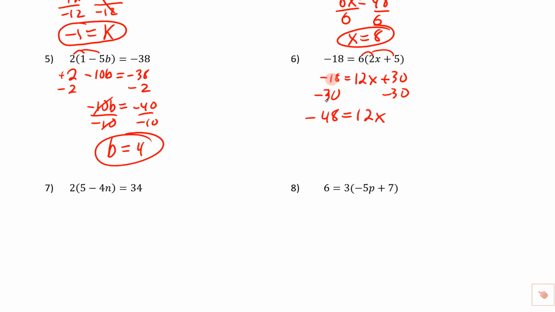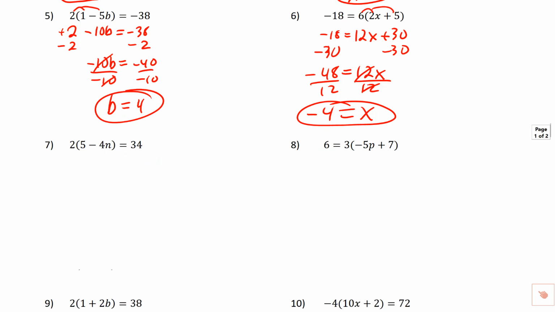That's like owing $18 to somebody and owing 30 to somebody else. Altogether, we owe 48. We're going to get rid of multiplying by 12 by dividing by 12. Those are going to cancel, and we end up with negative 4. And hopefully that's a relatively easy problem. We should know that from our times tables.